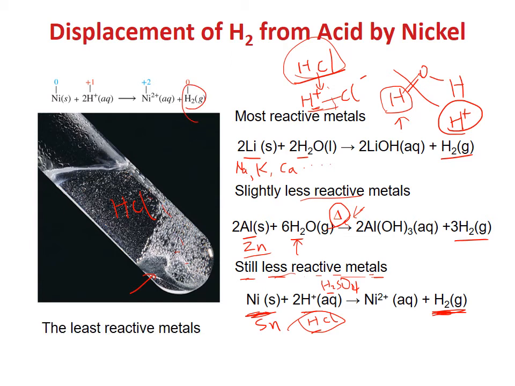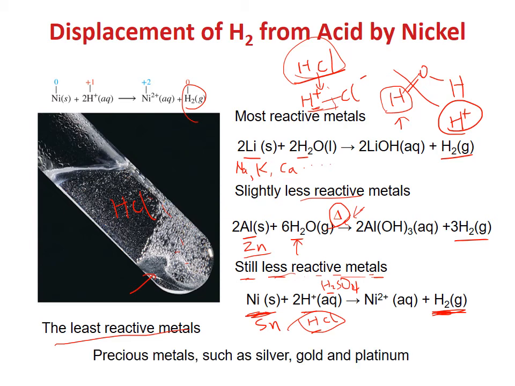The least reactive metals cannot displace hydrogen from any of these hydrogen sources, neither water nor acid, even strong acid. These metals do not react with even strong acid, and these are precious metals such as silver, gold, platinum, and that's one reason they can be used for jewelry, because they don't react, they are stable.